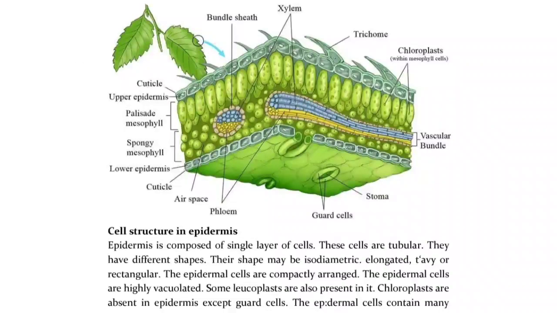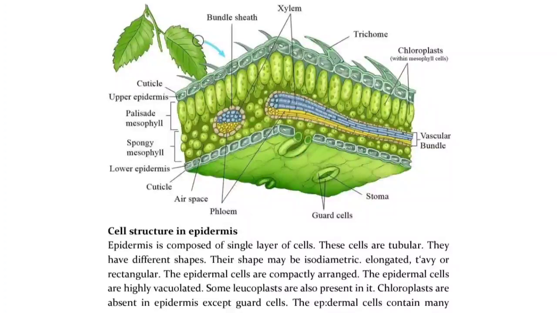Cell structure: epidermis is composed of a single layer of cells. These cells are tubular. They have different shapes. Their shape may be isodiametric, elongated, wavy or rectangular. The epidermal cells are compactly arranged. The epidermal cells are highly vacuolated. Some leucoplasts are also present in it. Chloroplasts are absent in epidermis except in guard cells.